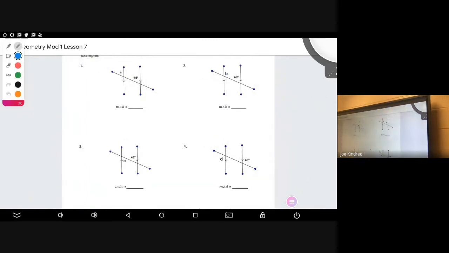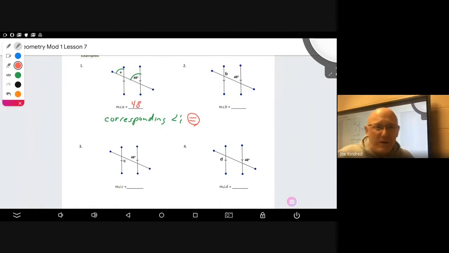Number one, I notice that these angles are corresponding angles. So I first of all want to recognize that I have corresponding angles. And I know that corresponding angles are equal. And so it's really important that I understand that they're equal. That means there's no work. The answer is 48. So I don't have to set up an equation other than the fact that we know that A is equal to 48.